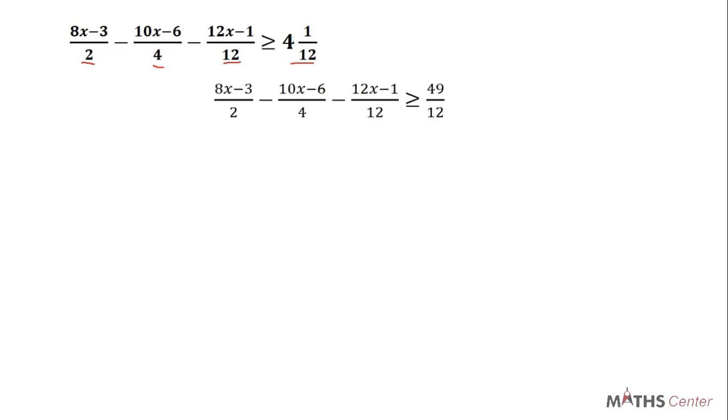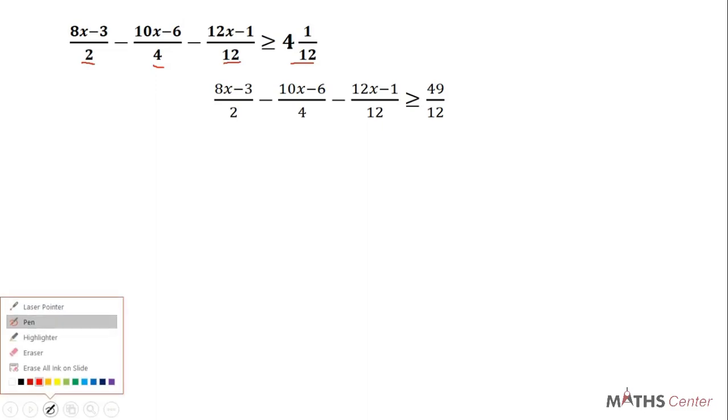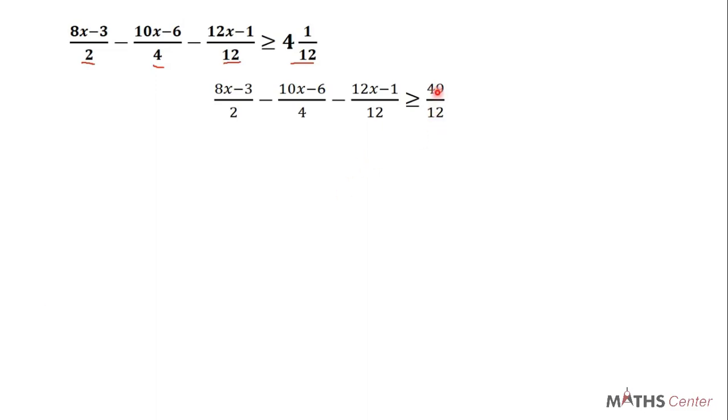So we have 8x minus 3 divided by 2 minus 10x minus 6 divided by 4 minus 12x minus 1 divided by 12. Then you convert this. We are going to have 12 times 4, which will give us 48, plus 1, that will be 49, divided by 12. If you watch the video on conversion of mixed fractions or mixed numbers to improper fractions, you understand this very, very well.